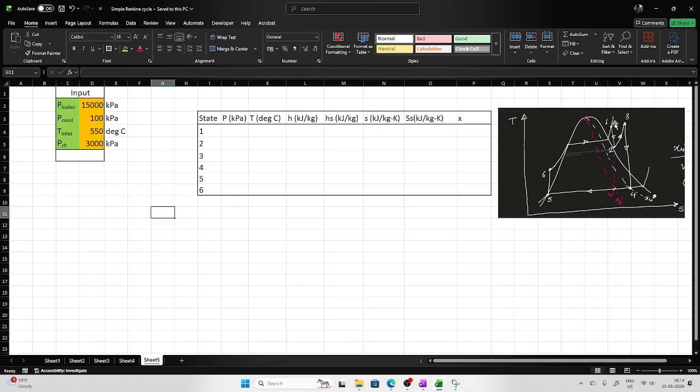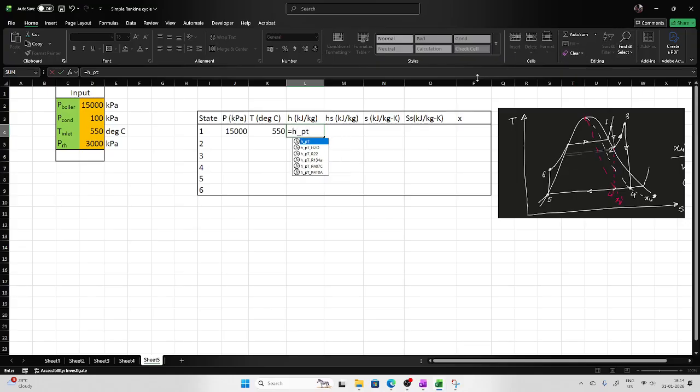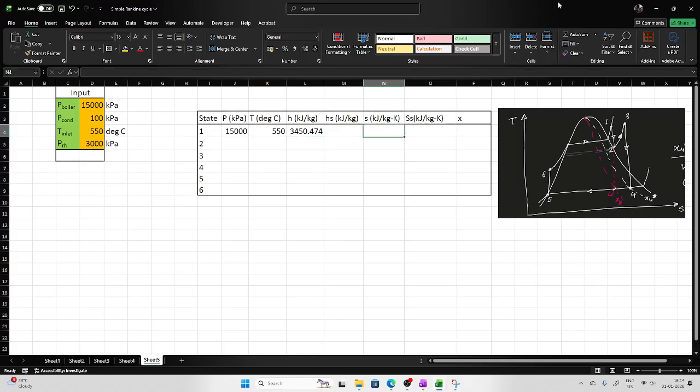The first point is the boiler pressure, which is 150 bar. Then the temperature at point 1, that is the inlet temperature of the steam, is 550. Then the enthalpy can be evaluated as enthalpy based on pressure and temperature for water. So this is pressure, this is temperature. Then the entropy can be evaluated as entropy based on pressure and temperature for water. So this is pressure and this is temperature.